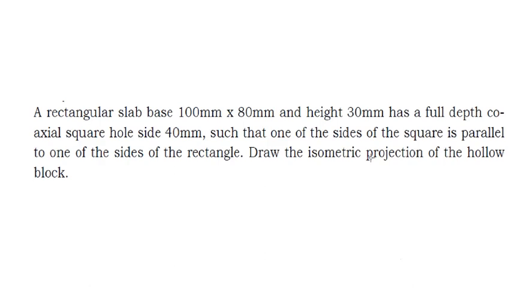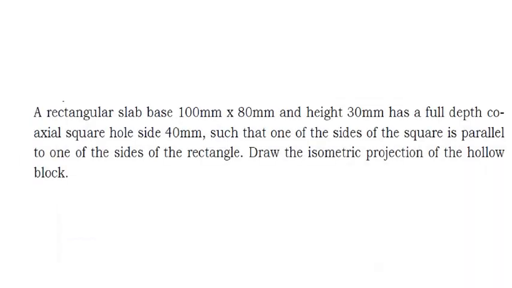This is the next problem where a rectangular slab, base 100 into 80 mm and height 50 mm, has a full depth coaxial square hole of side 40 mm, such that one of the sides of the square is parallel to one of the sides of the rectangle. So first we shall draw the rectangular slab, which is 100 into 80.